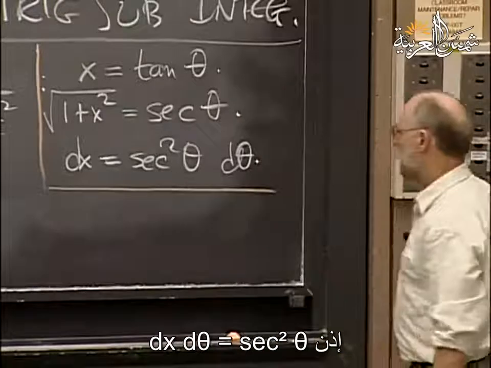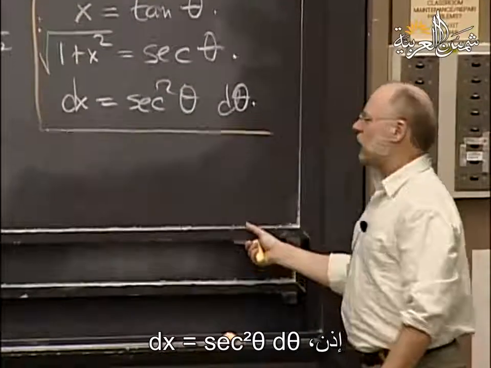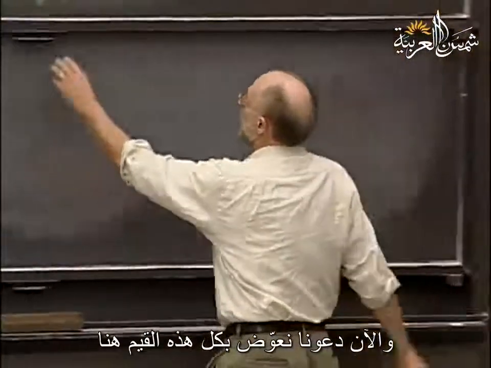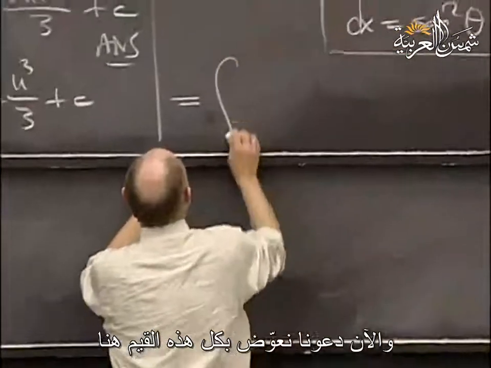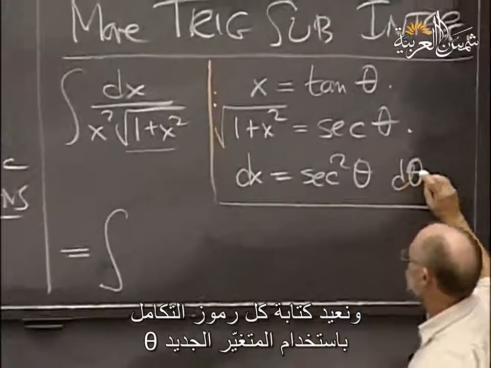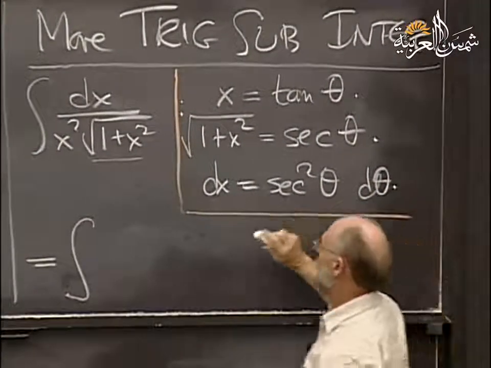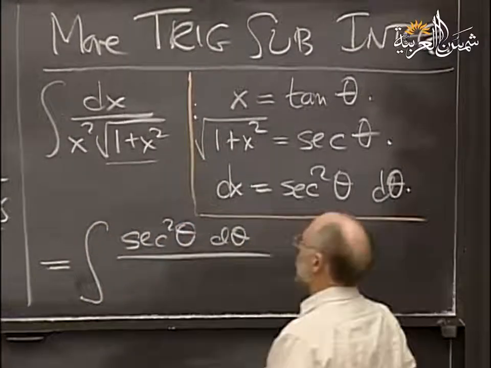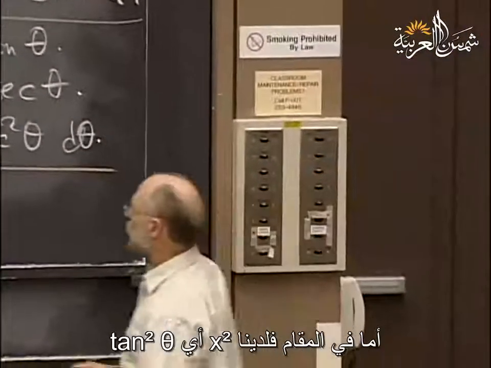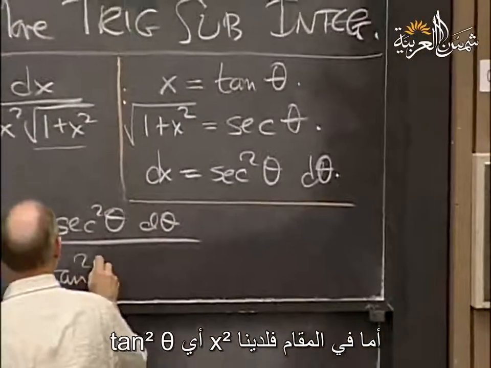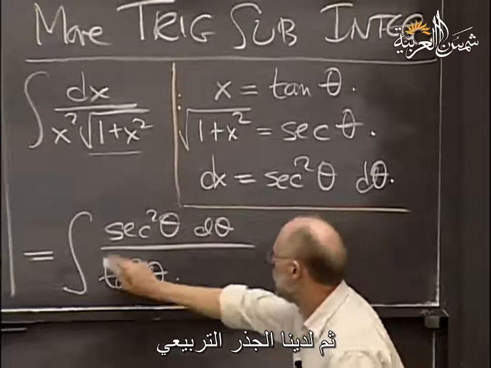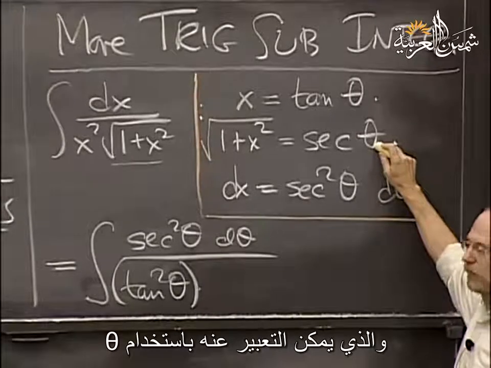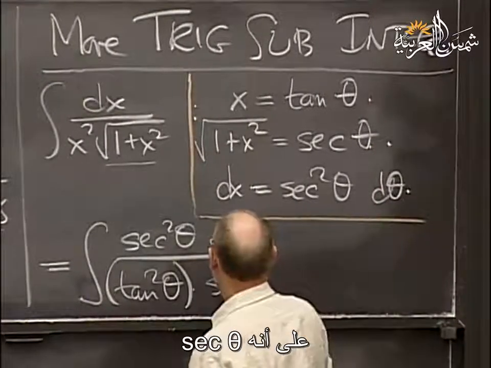So dx d theta is secant squared theta. So dx is secant squared theta times d theta. So let's just substitute all that stuff in and rewrite the entire integral in terms of our new variable theta. So dx is in the numerator. That's secant squared theta d theta. And then the denominator, well, it has an x squared. That's tangent squared theta. And then there's this square root, and we know what that is in terms of theta. It's secant of theta.